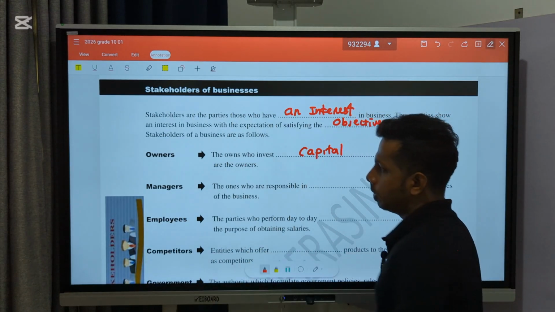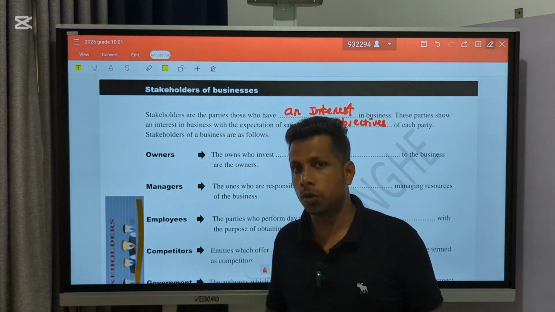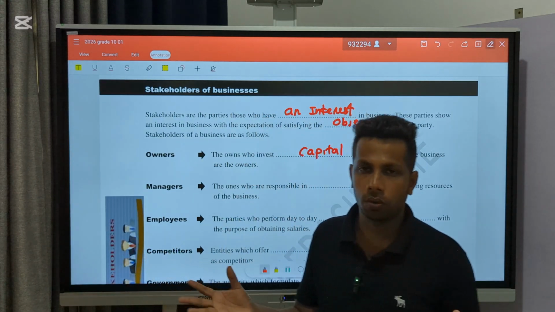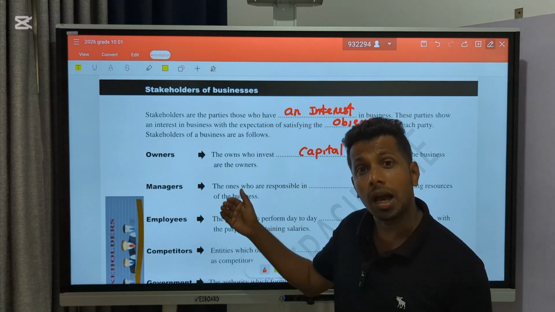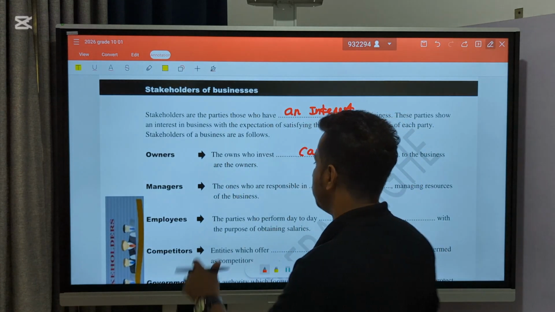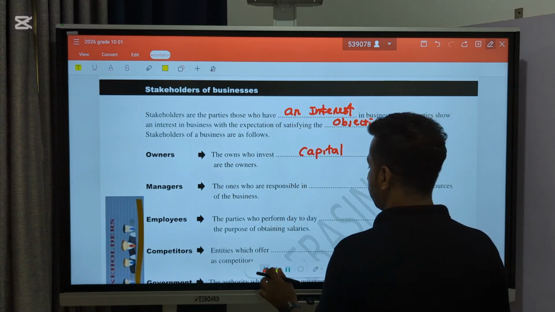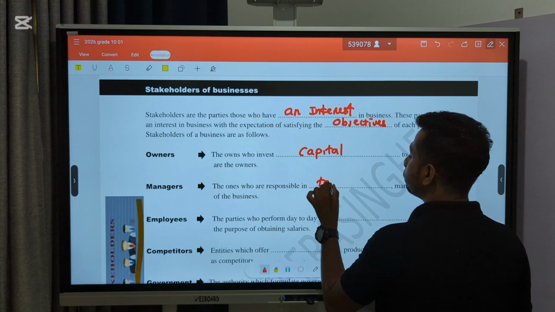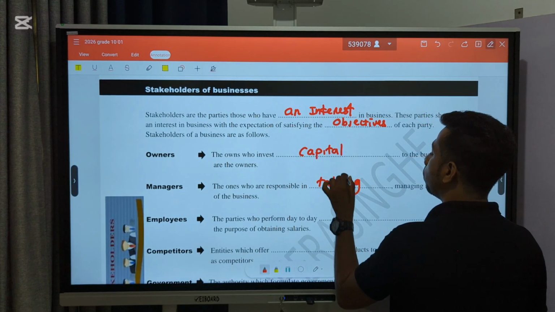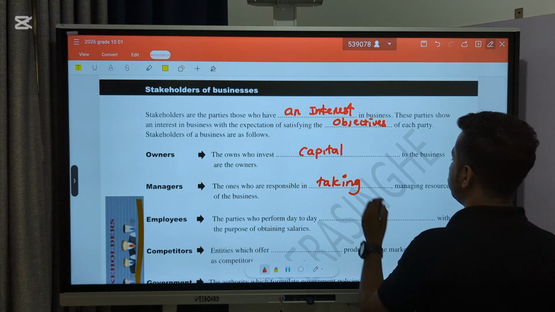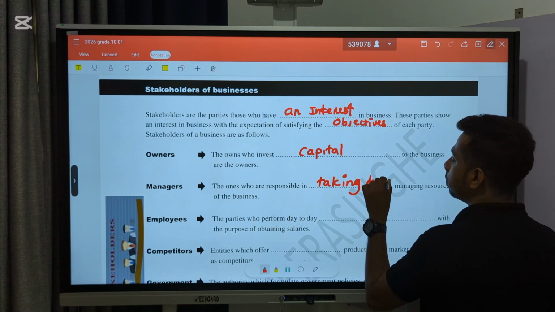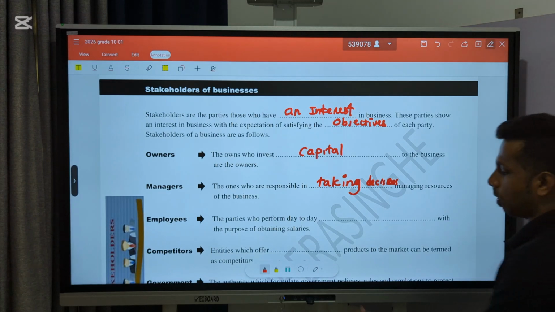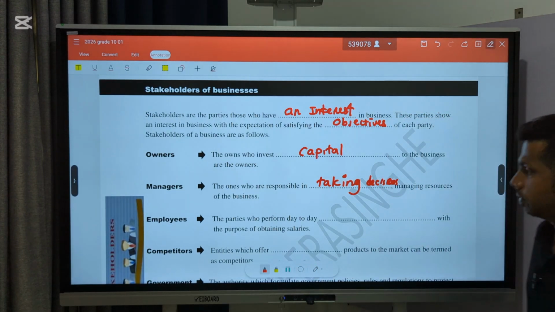Let's take managers. So managers also have an interest, you all know. Who are managers? Are they owners? No, they are not owners. They are working under the owners, right? So managers means the ones who are responsible in decision making, the ones who are responsible in taking decisions.